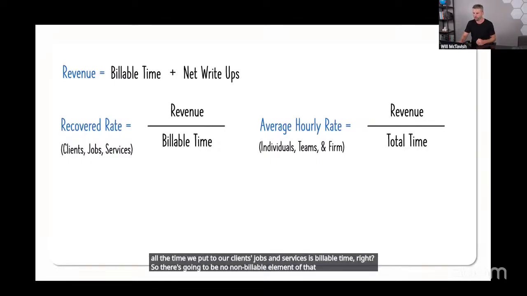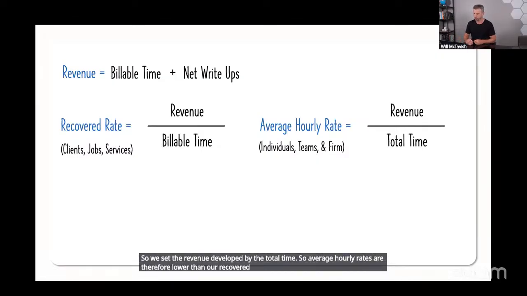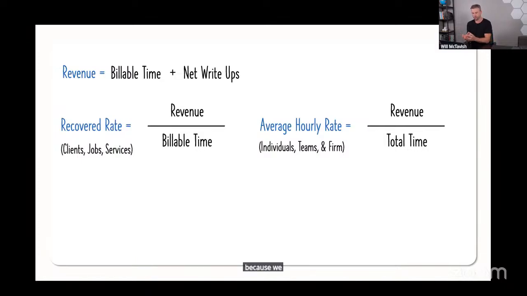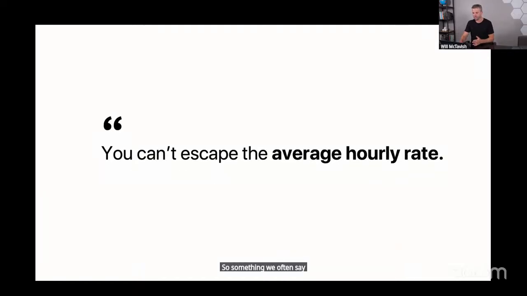Average hourly rates are great for individuals, teams, and at a firm level. That's because all of these do have both billable and non-billable time in them. Therefore, we can take the total time, so we take the revenue divided by the total time. So our average hourly rates are lower than our recovered rates because it's able to look at that non-productive time as well.